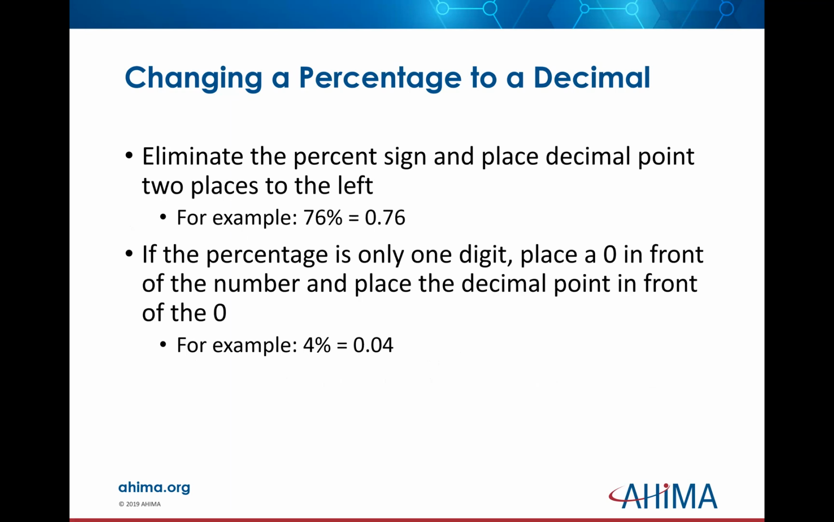And again, changing a percentage to a decimal, get rid of the percent sign, place the decimal point 2 places to the left. So basically that's what we're talking about in this example, 76%, 0.76. Note, as I think we touched on, 2 decimal places, 76%, 0.76.